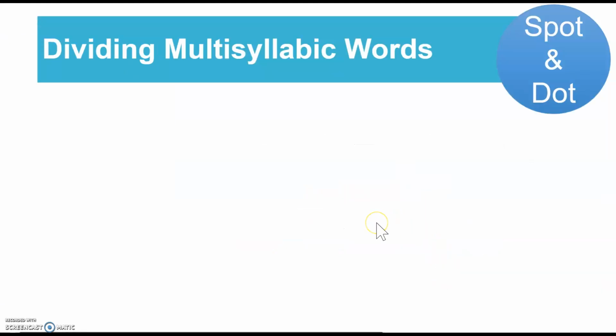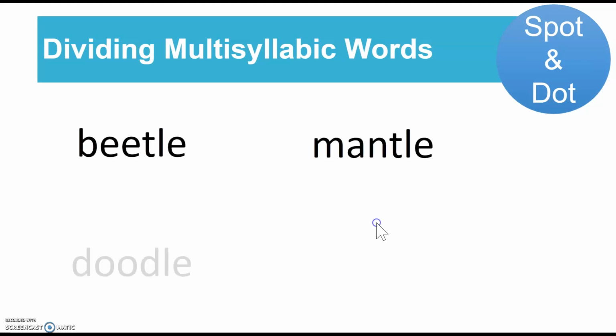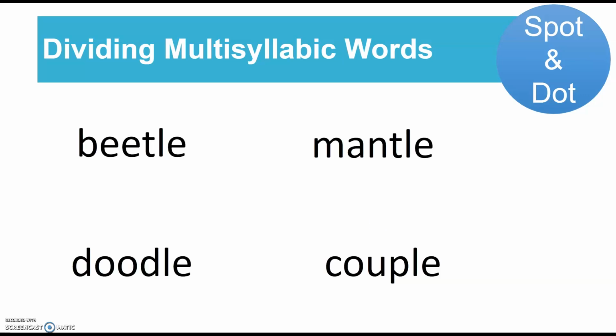All right. In your workspace, please spot and dot the following words. Once you are done spotting and dotting all 4 words, please read them aloud to a partner.